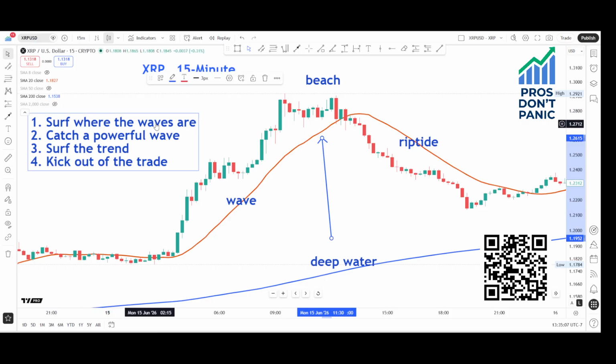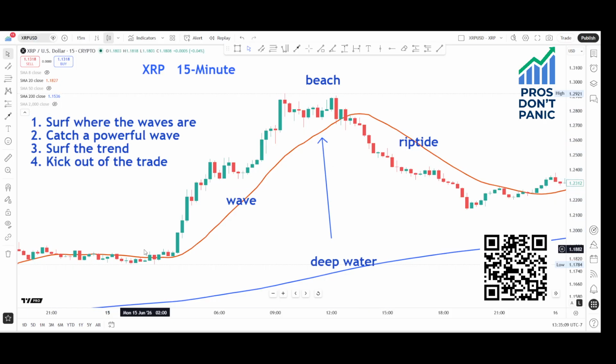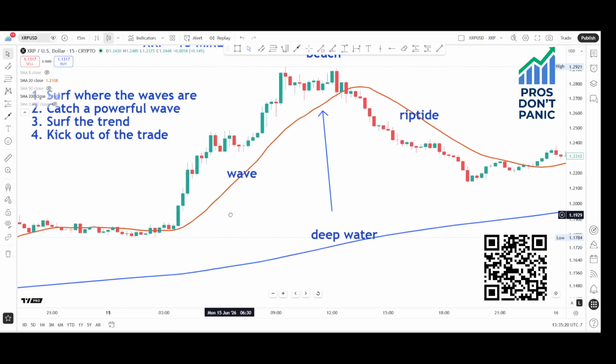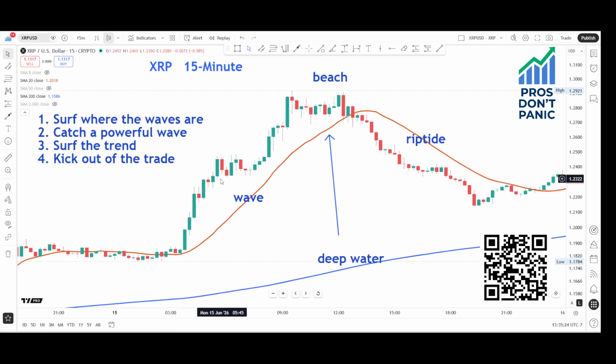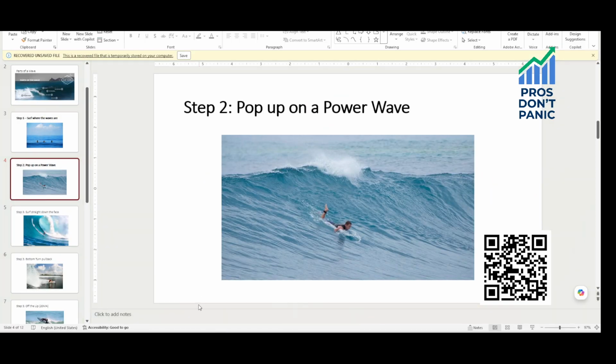Step one is surf where the waves are. Where are the waves popping off? Well, as this market is going flat and the 20 and the 200 are together in a parallel manner, that's what we call the lineup. We are waiting for the market to either push to the upside or the downside. In this case, it pushed to the upside, and this is the wave that we're trying to catch. So let's see what that looks like in the surfing analogy.